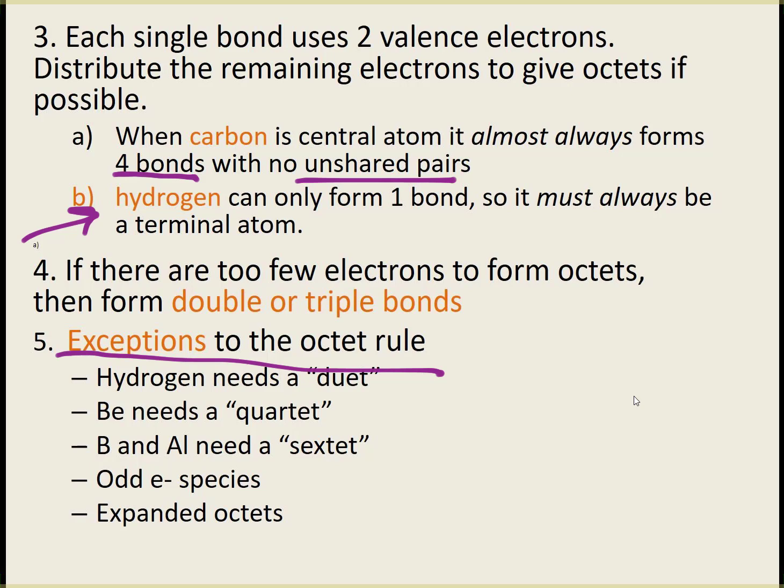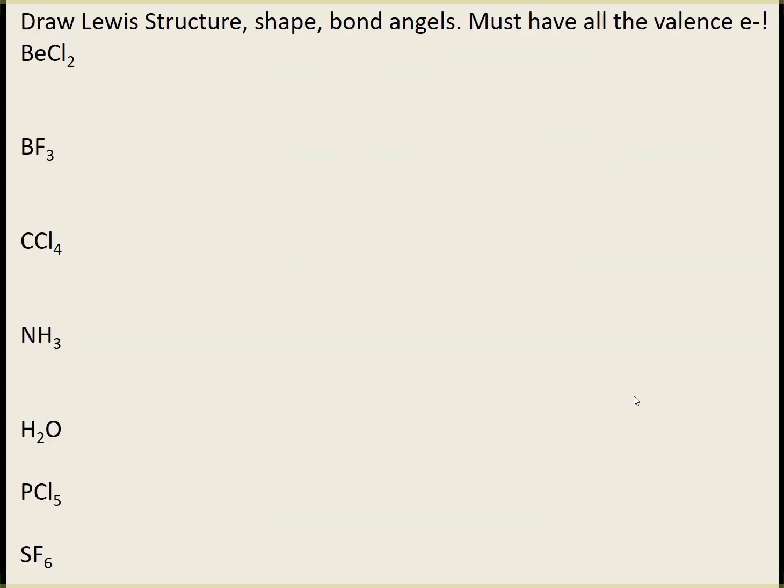Watch out for odd electrons. Try not to have an odd leftover electron. You should always pair them up. And then we are going to learn in AP Chemistry expanded octets. So this is not taught in my honors chemistry class or in regular general chemistry, but we will learn it in AP Chemistry. So I'm going to go through with you how to draw these Lewis structures. We will discuss the shape, and we will also memorize the bond angles for each of the shapes.